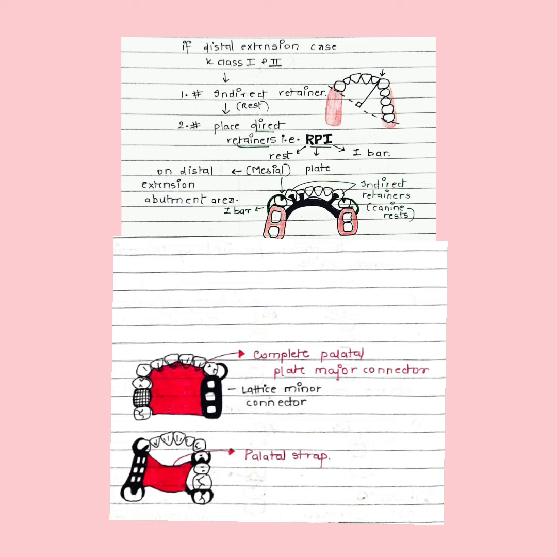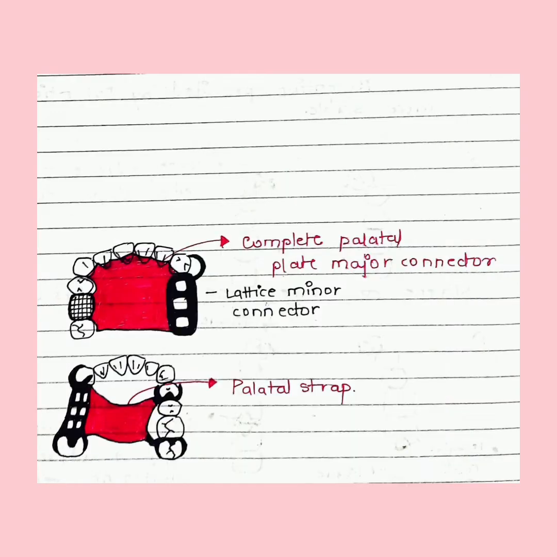There are lattice type and meshwork type minor connectors. Lattice type minor connector is commonly used in long span edentulous areas as it provides retention and helps in acrylic packing. Meshwork is used in short span edentulous areas. So complete palatal plate major connector is commonly used for maxilla as it provides good coverage, and palatal strap can be used if there's just short span edentulous area, because the principle says that we have to minimize the components and not provide unnecessary coverage.